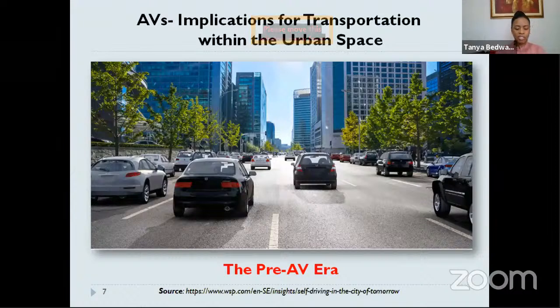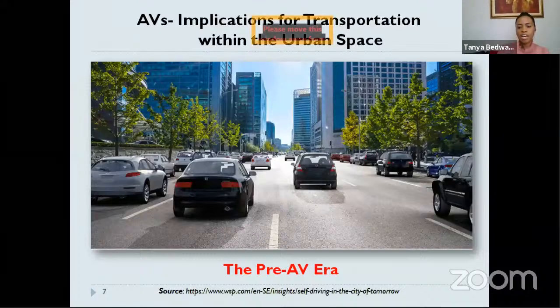So this is the state of the street as we know it now, pre-AV era. And we would have also heard from the earlier presenter the implications of not incorporating a lot of non-motorized travel within the transport environment. And we see now a significant amount of the streets within the cities dedicated to motor vehicles. And we will see how the autonomous vehicle era rather will change that phenomenon.